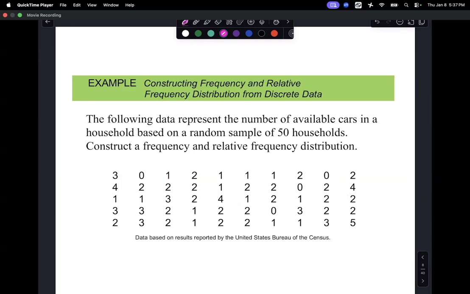All right. So we're going to talk about discrete data first. Remember, discrete data are things that are countable. So in this case, it is the number of available cars in a household. We pulled 50 random people and figured out how many cars each of them had available in their household. The reason we say available cars is because broken down cars are not counting. It's cars that you can drive.